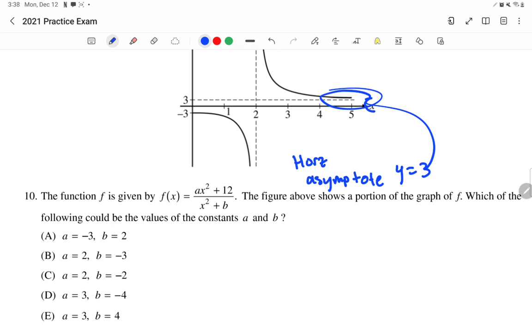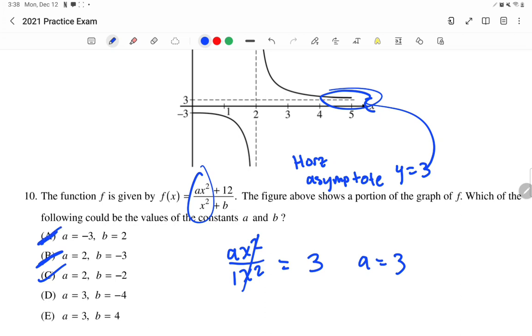And so that's top heavy, bottom heavy, equal heavy, right? That's how we find our horizontal asymptotes. Well, this one is equal heavy. And so we basically know that ax squared over x squared, the x's should cancel out, and that should be equal to 3. So there's nothing on the bottom, it's like a over 1. So that tells me that a equals 3. So I can get rid of these ones.